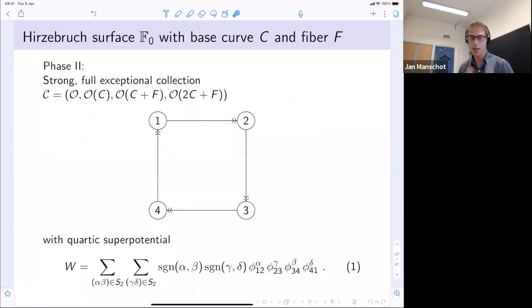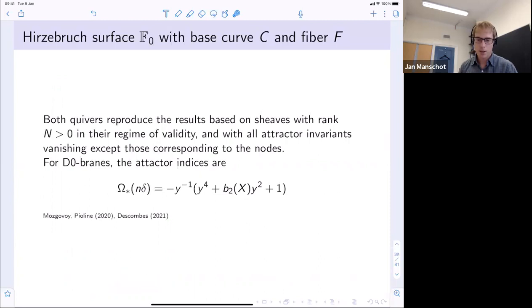And they have slightly different regimes of charge characters they cover and stability conditions. But the main results... Okay. So yeah, both quivers reproduce the results based on sheaves with rank n larger than 0 in their regime of validity, and with all the attractor invariants vanishing except for those corresponding to the nodes. And for the D0-branes correspond to this formula.